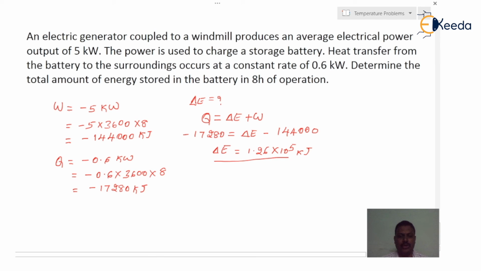So 1.26 into 10 power 5 kilojoules of energy is stored in the battery. It is actually internal energy; the storage is called internal energy. So 1.26 into 10 power 5 kilojoules of energy is stored in the battery in the 8 hour operation, where 0.6 kilowatt of heat is rejected from the battery, and it receives 5 kilowatt of power.